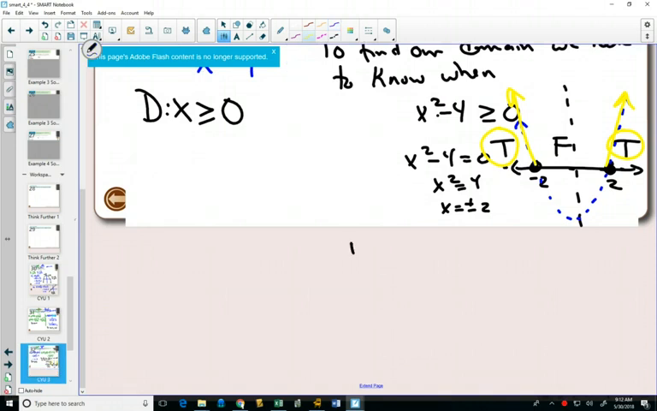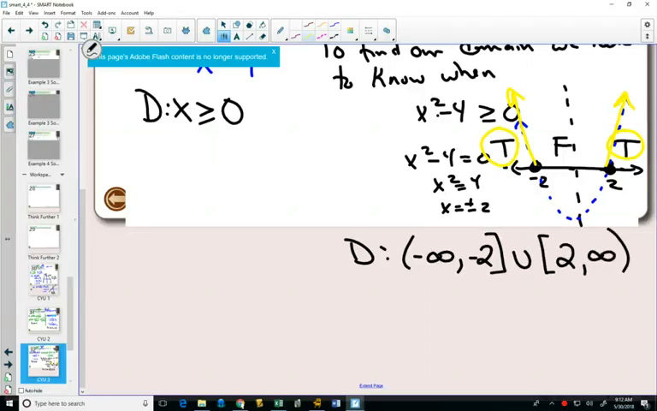So therefore, when writing the domain here, we can say in interval notation, it's from negative infinity to negative 2, square bracket 2 to infinity. Or in set notation, x is less than or equal to negative 2, or x is bigger than or equal to 2.